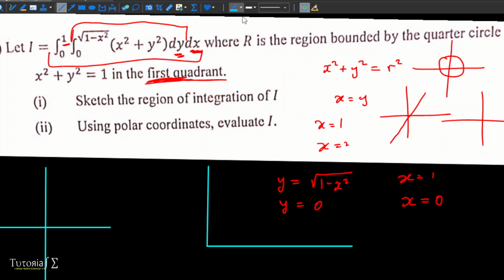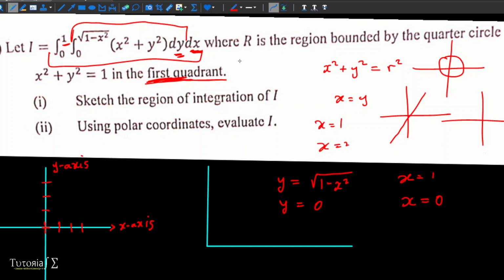We have y equals 0. So this is the y-axis, meaning that we have y equals 0, maybe y equals 1, 2, and so on. And this is the x-axis. We have x equals 0, 1, 2, 3, and so on.